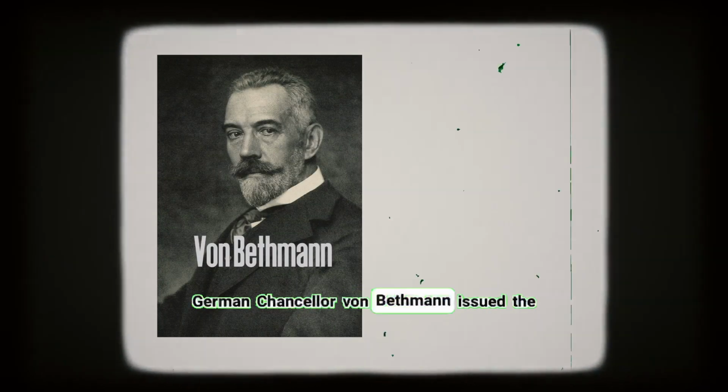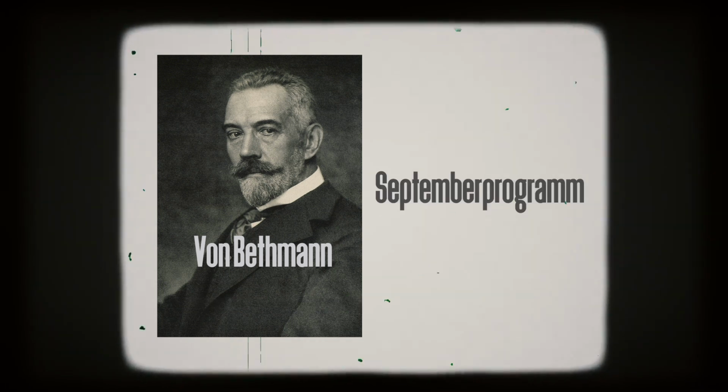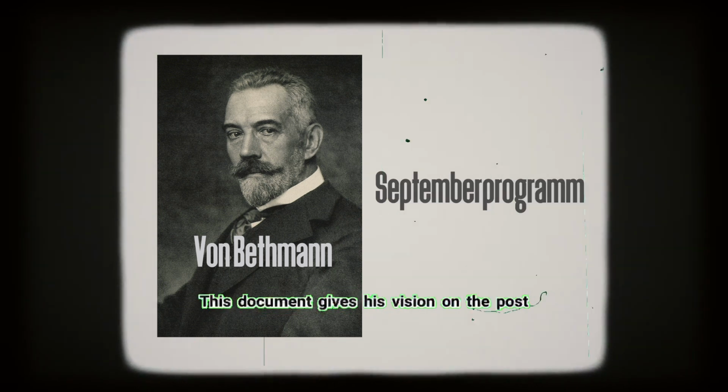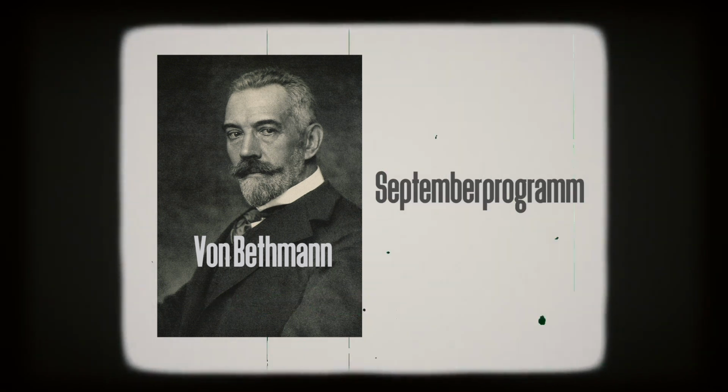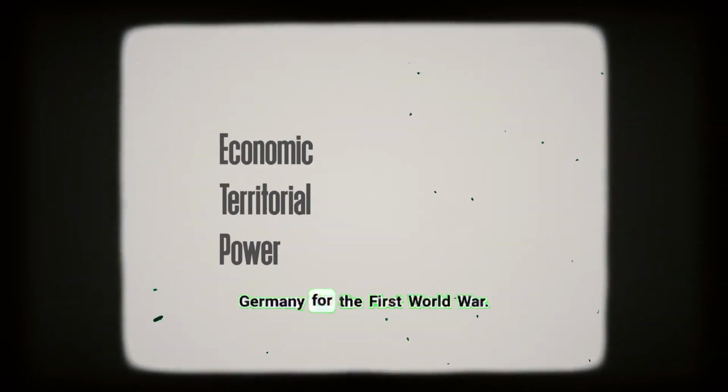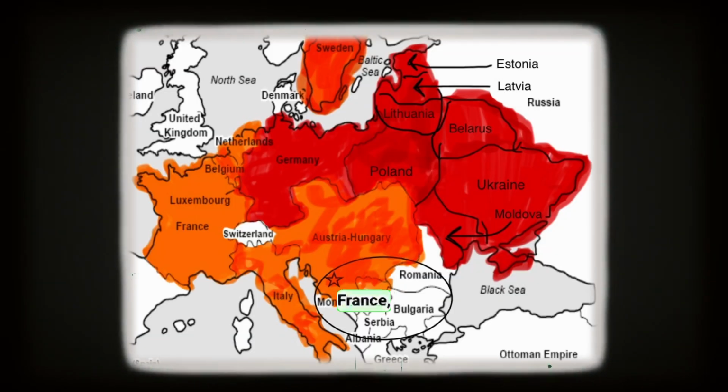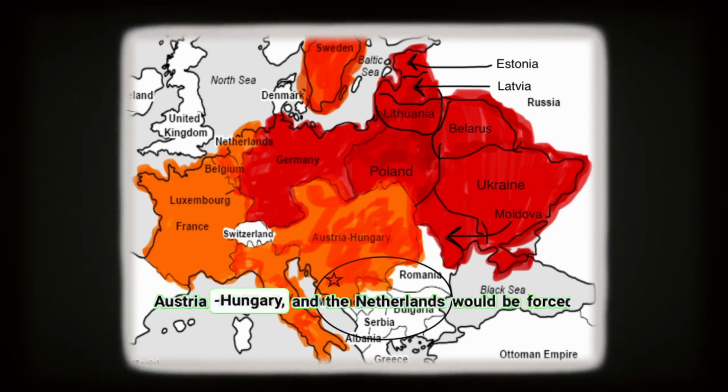German Chancellor von Bethmann issued the September Program. This document gives his vision of post-war Europe after Germany's victory. It details the economic, territorial, and power goals of Germany for the First World War. At the center of this radical plan was the creation of an economic bloc dominated by Germany, called Mitteleuropa. France, Italy, Sweden, Austria-Hungary, and the Netherlands would be forced to join it. This would end the British economic and political dominance in Europe.